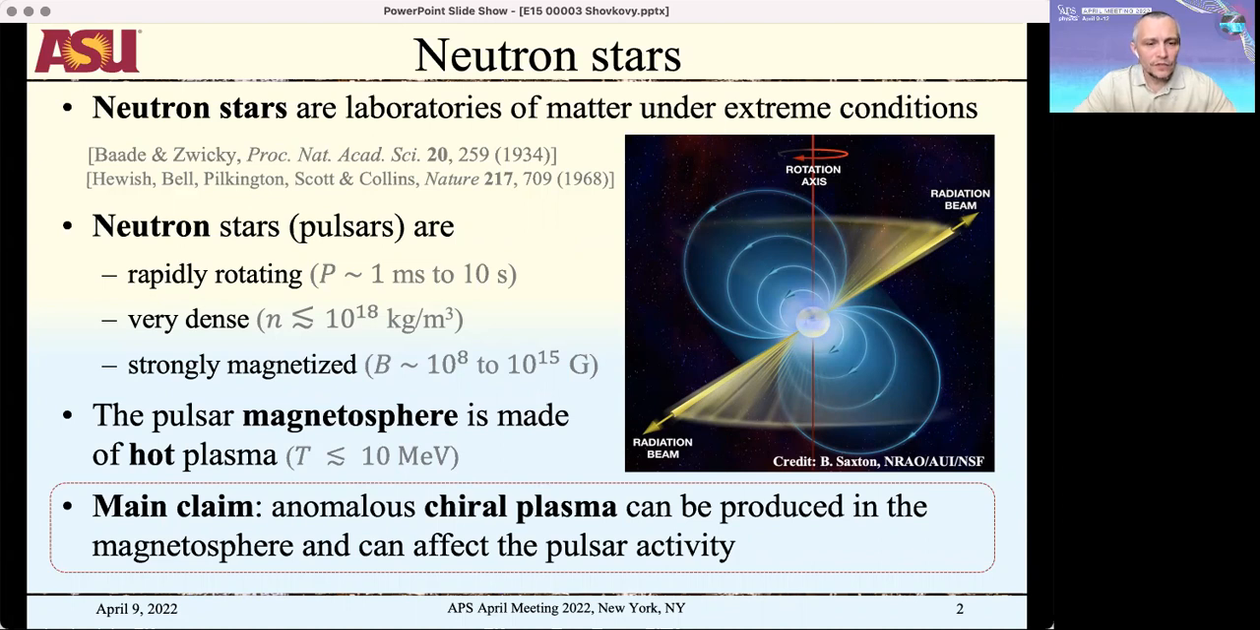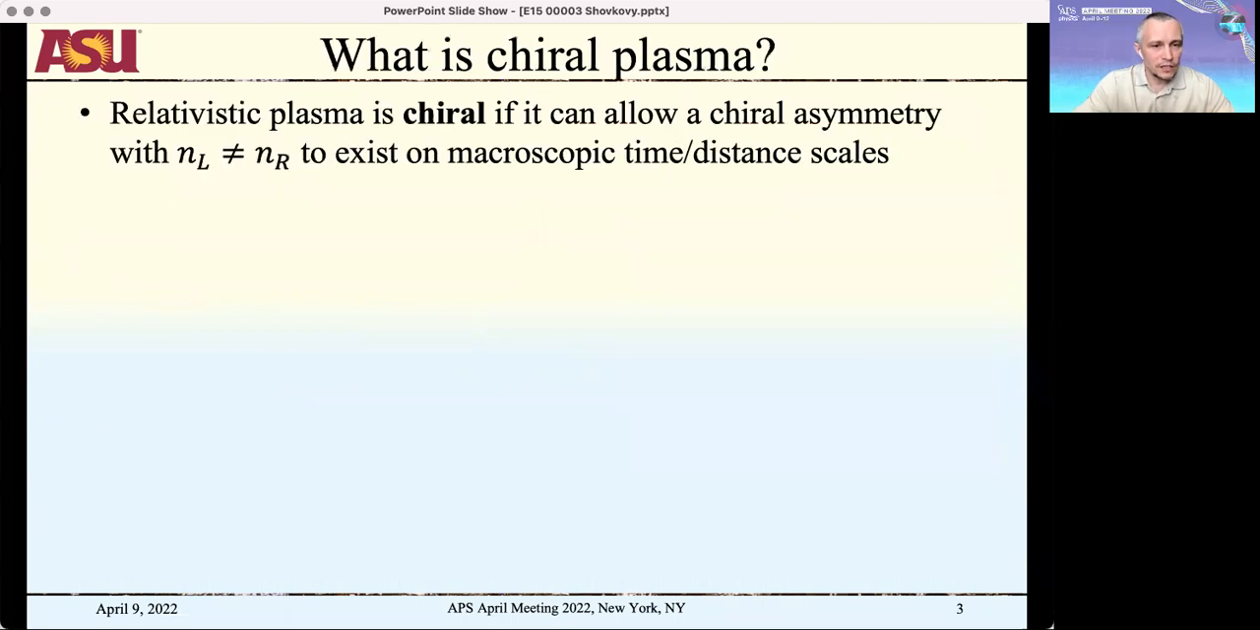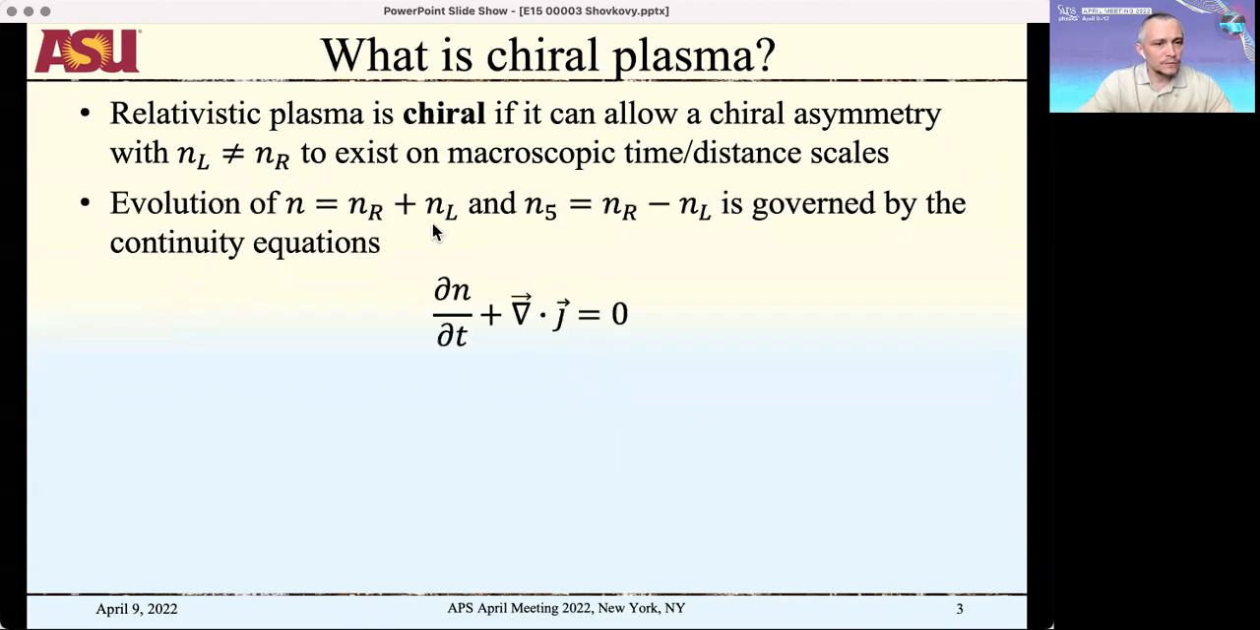The main claim of this talk will be that the anomalous chiral plasma can be produced in the magnetosphere and can affect the pulsar activity. Now, what is chiral plasma? Relativistic plasma is usually considered to be chiral if it can allow a chiral asymmetry to exist on macroscopic time and distance scales. The chiral asymmetry is when the densities of the left-handed and right-handed particles are not equal.